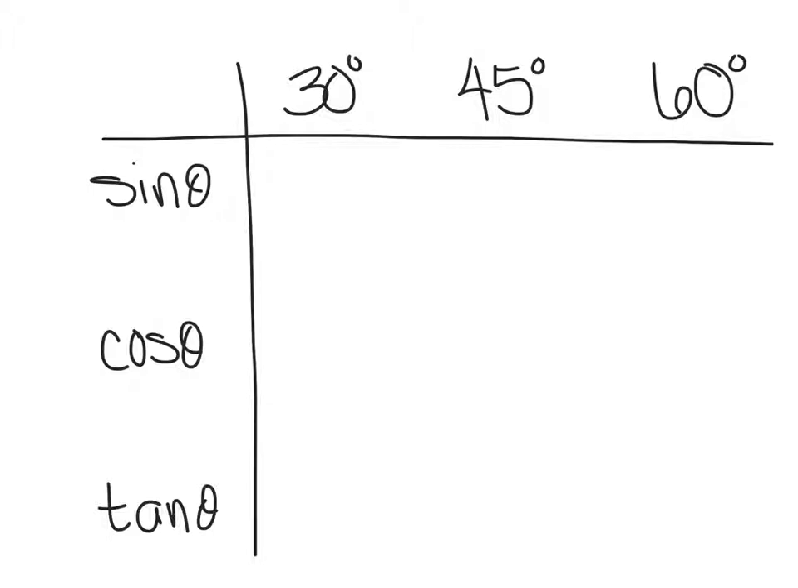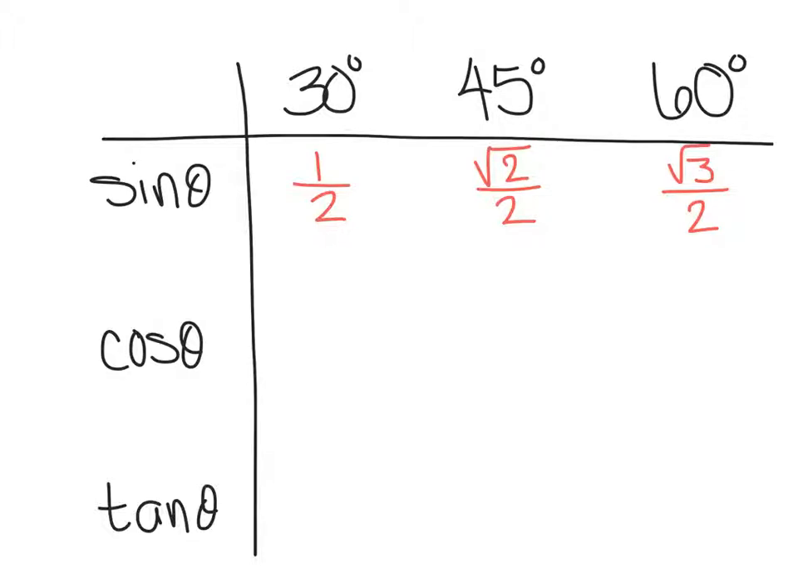Now, as far as evaluating these different trig functions, I've set up my table maybe just a little differently than you have in your notebook earlier this year. If I want to evaluate the sine of 30 degrees, it's one of my favorite values. It's just a really clean 1/2. The sine of 45 degrees is going to be radical 2 over 2, and the sine of 60 degrees is going to be radical 3 over 2.